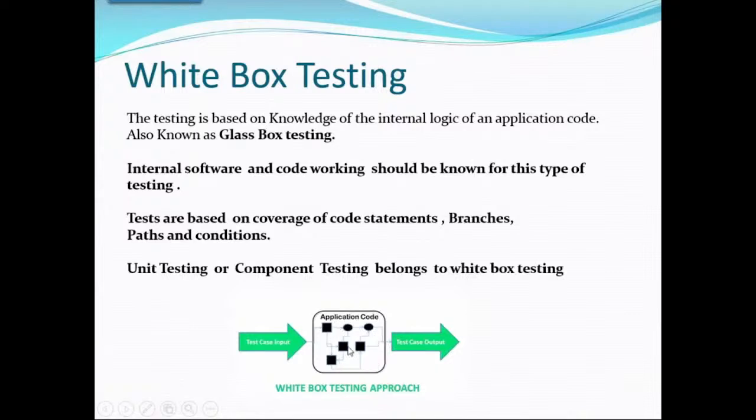Why can we call it a white box? See, I'm able to see the code. The developer is always able to see the code. This is the method, this is the class, this is the method. So only the developer can do white box testing. If you want to do white box testing, you need to understand the code. Then only you can do the white box testing.